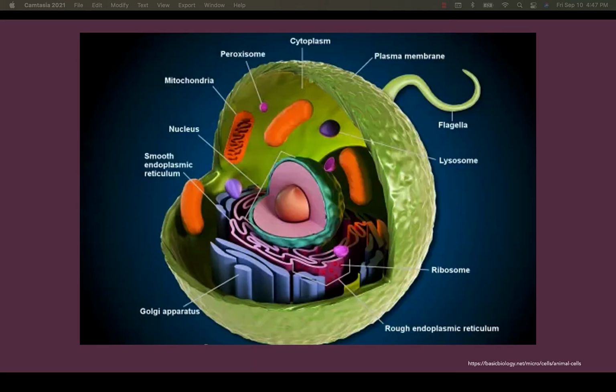Okay, so now that we've covered chemistry and how it pertains to human life, we can build on that by discussing cellular structure and function. Cells are the basic unit of structure and function in the body. And what I mean by that is cells are the brick and mortar of the human body.